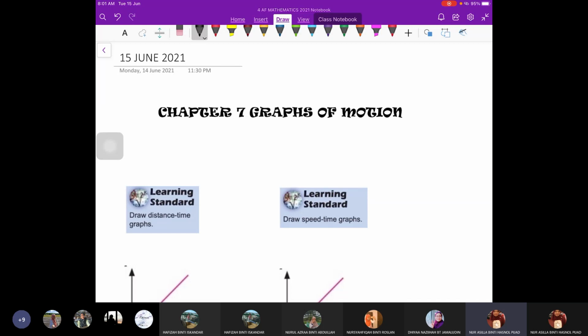Alright, so today kita akan masuk a new chapter 7 called Graphs of Motion. Although dia cakap graphs, ada perkataan graph kat situ, kita bukannya nak lukis sangat graph. More understanding of what is the graph giving to you. Apa info yang kamu boleh dapat dari graph. So topik ini berkait rapat dengan subjek fizik. Sangat berkait rapat dengan subjek fizik.